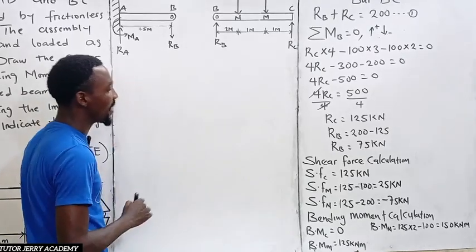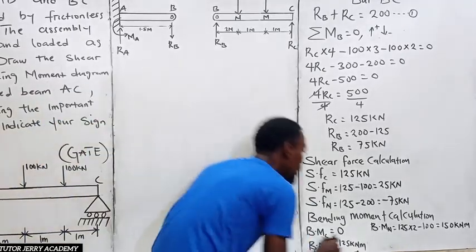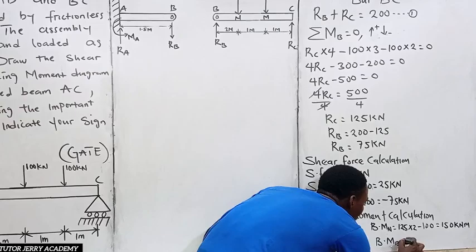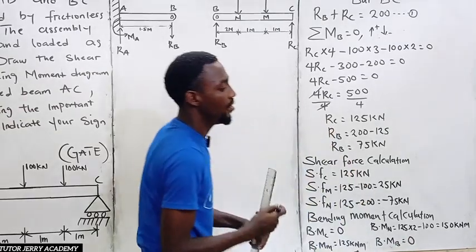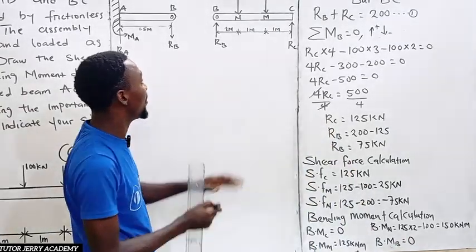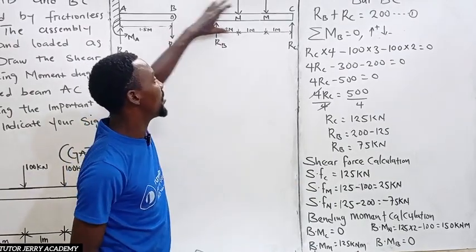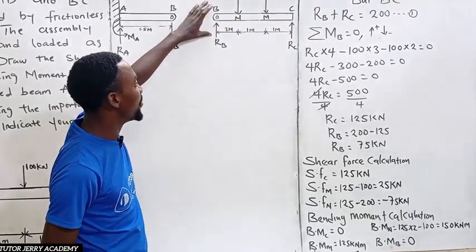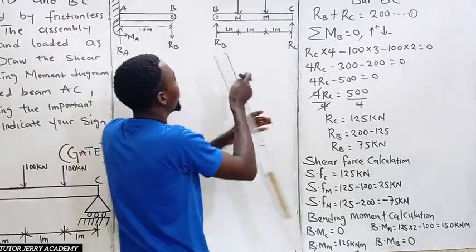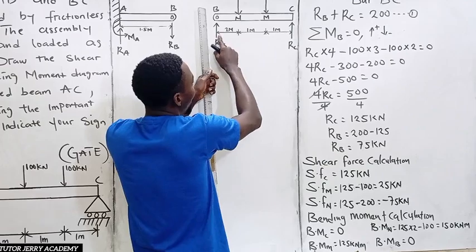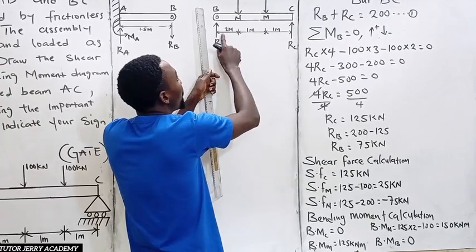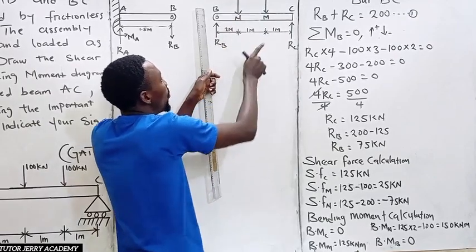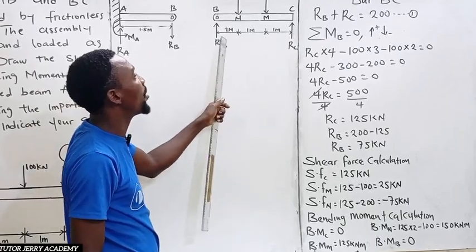Alright. So now the next thing is the bending moment at point B. So the bending moment at point B will be equal to 0. Alright. But because I already said the bending moment at the end of a simply supported beam is nothing but 0. If you still want to prove this, we can prove this. If you stand at this point and you take your moment, 125 multiplied by 4 minus 100 multiplied by 3 minus 100 multiplied by 2.